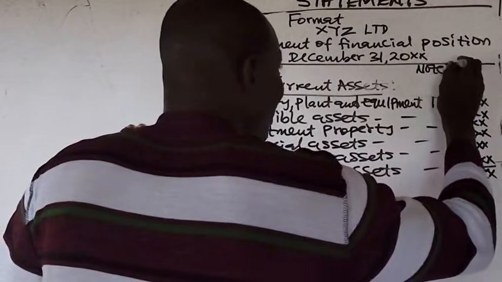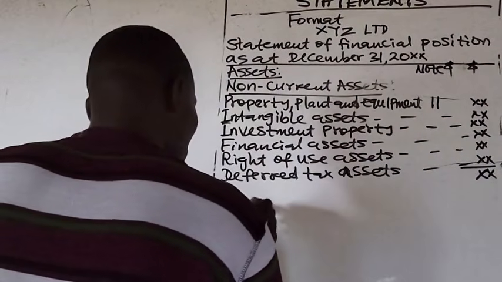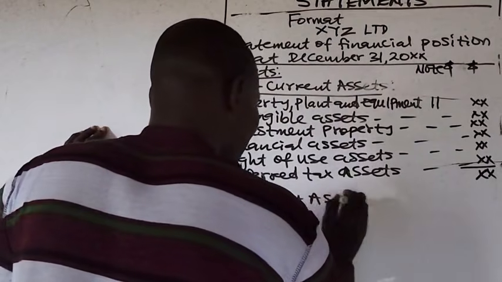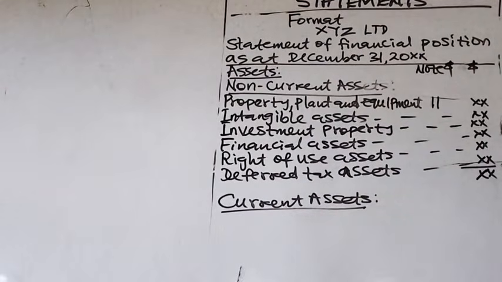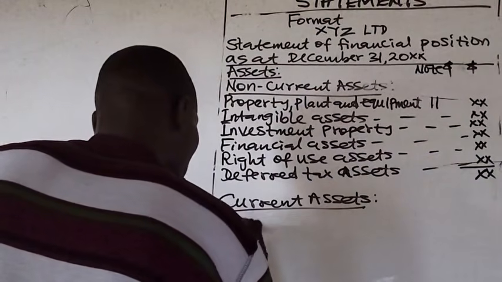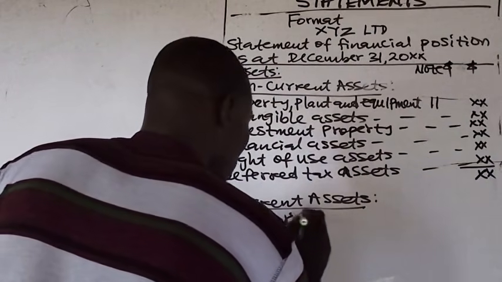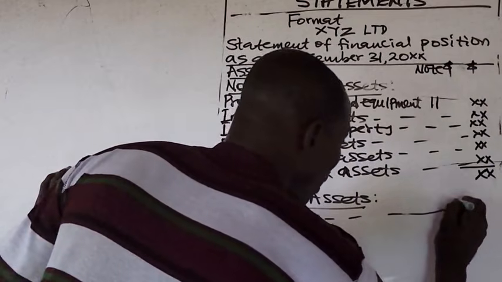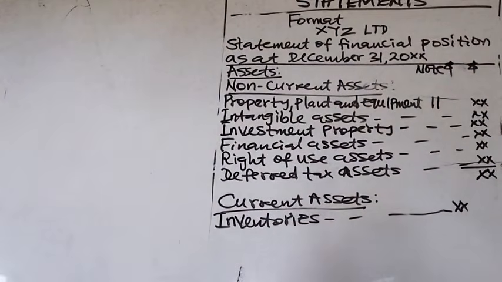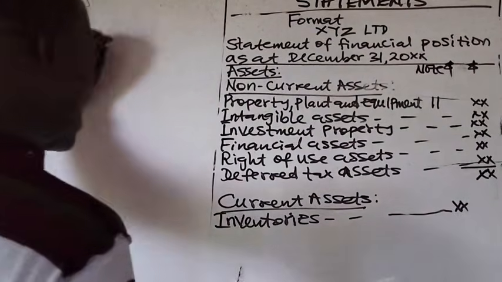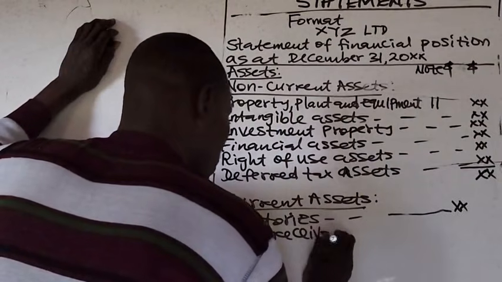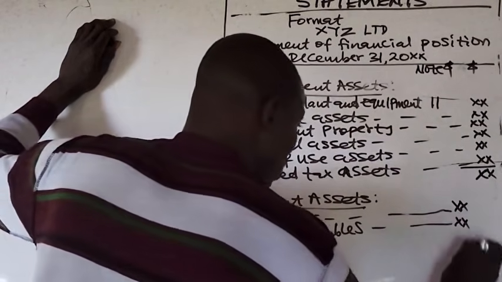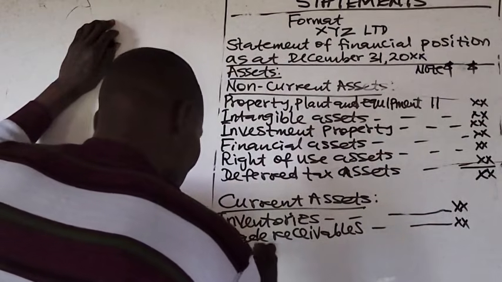After the non-current assets, then you have current assets. Our current assets include inventories. Inventories, you measure it in accordance with the provisions in IAS 2. We should find that inventory should be measured at the lower of cost or net realizable value. After inventory, you have trade receivables. Then after trade receivables, you may have other receivables.